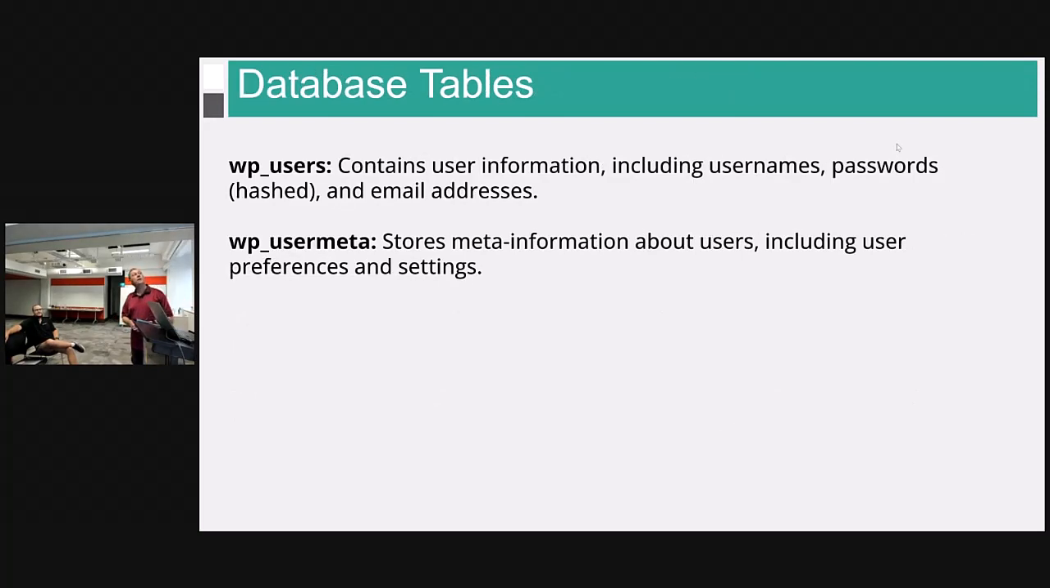The last two are for users. So WP underscore users is your core user information. So the usernames, passwords. It's not the password, it's a hash of a password. And then the meta is just all the additional information that you could add, like custom fields. Does everyone understand what I mean by hash? So it's not the actual password that's stored. You take the password, you make a hash of it, you store that, and then you compare it afterwards.